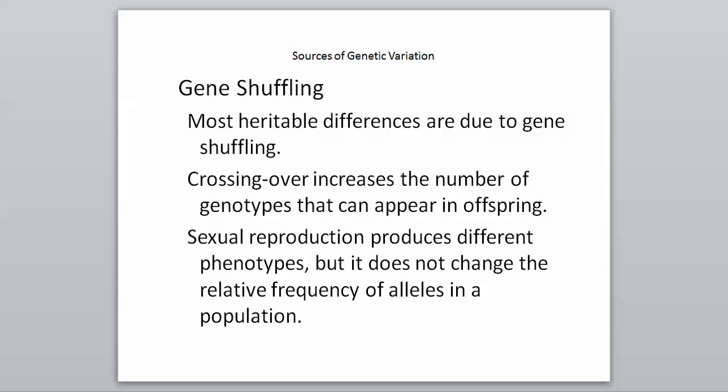And then sexual reproduction also produces different phenotypes, but it does not change the relative frequency of alleles in a population. So sexual reproduction, again, that's the reason why we're not all tall, we're not all short, we all have different colored hair, we have different freckles, different hair types, whether it's curly, wavy, have a widow's peak. So all those things make differences. However, they do not change the relative frequency of alleles. So the same number of alleles are present, it's just they can be represented in different ways.